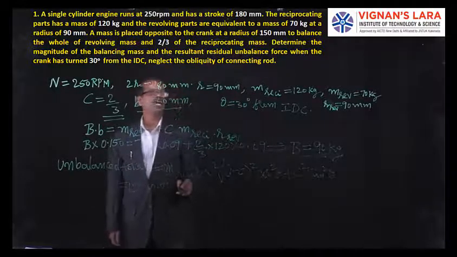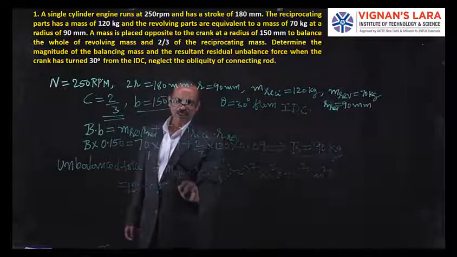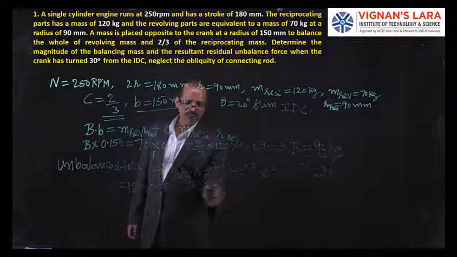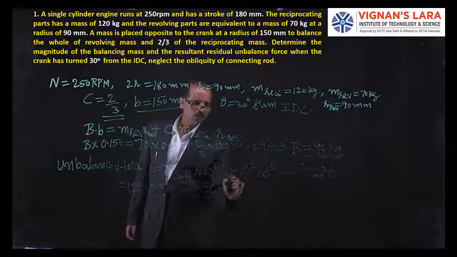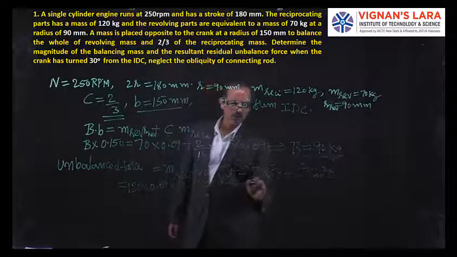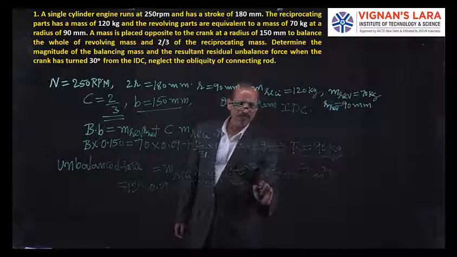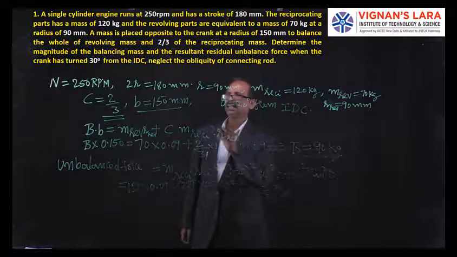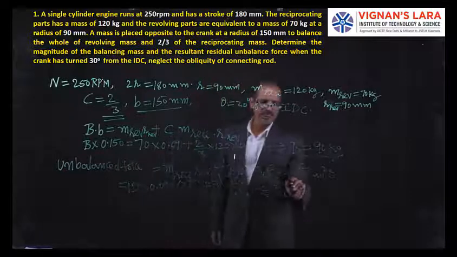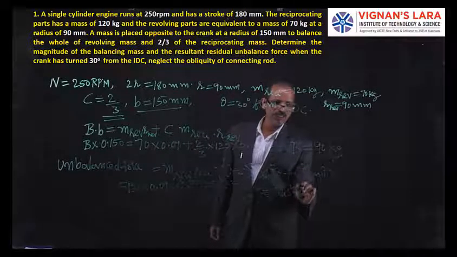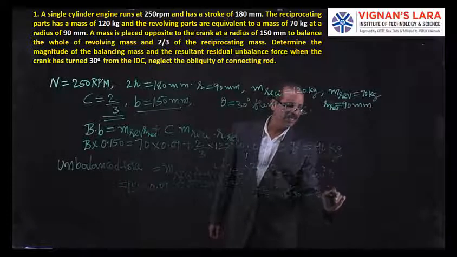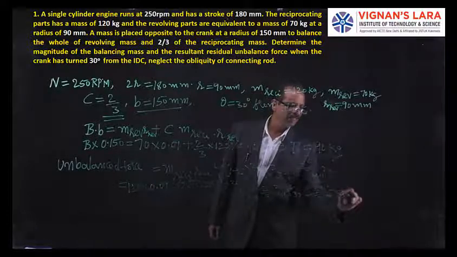Then omega is 2 pi N by 60, 2 pi into 250 by 60, whole square, into root over 1 minus 2 by 3 whole square. He has given theta is 30 degrees from inner dead center, cos square 30 plus 2 by 3 whole square sin square 30.